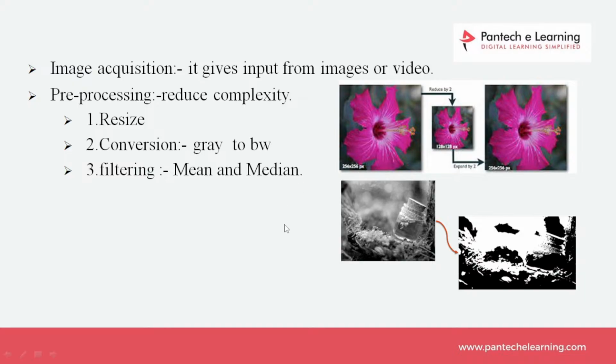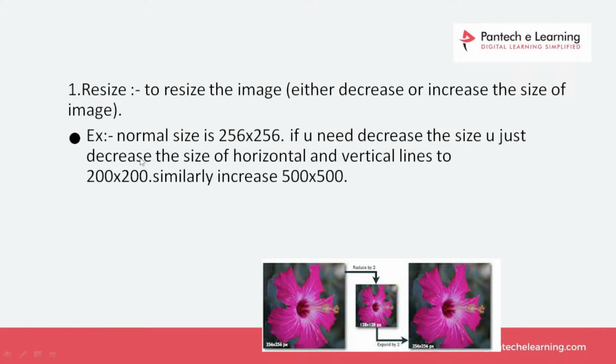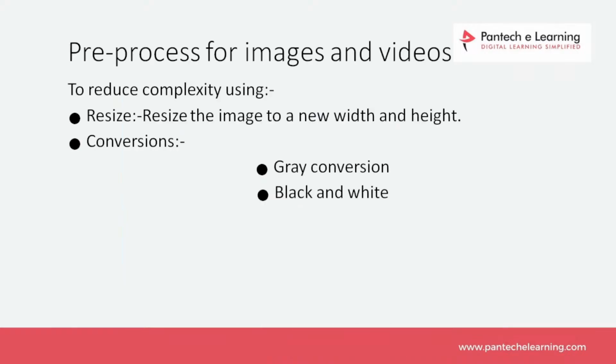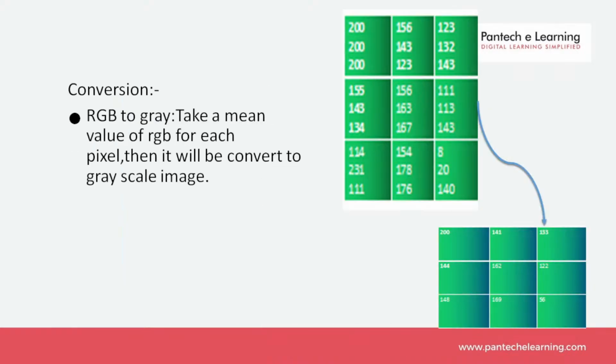Image acquisition is nothing but the first step: you are taking the input image, the first step in our block diagram. The second step is pre-processing. Individually, this is the colored image. If you want to resize it like this, you can do that. Next, RGB to gray conversion, you can see how it converts.